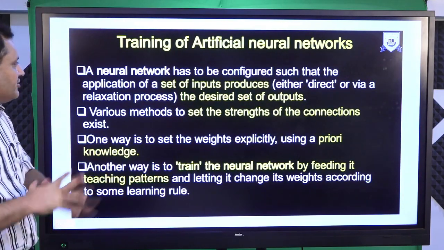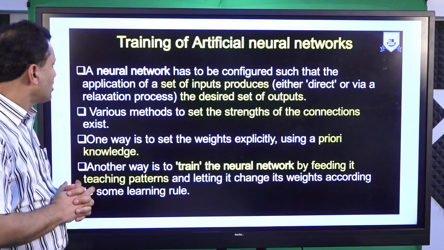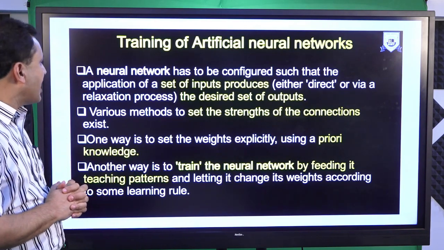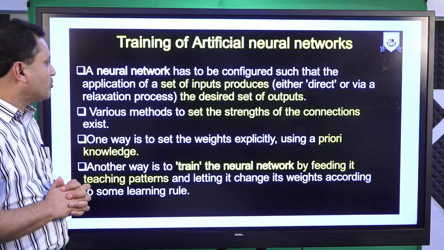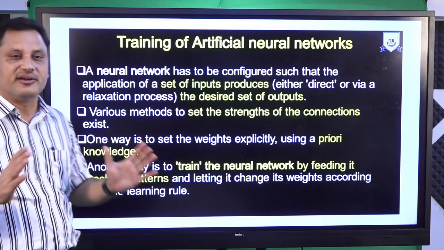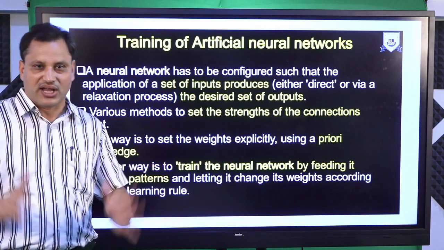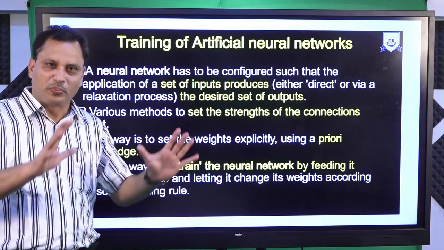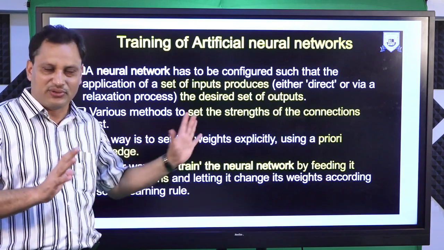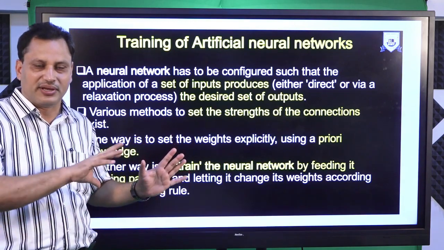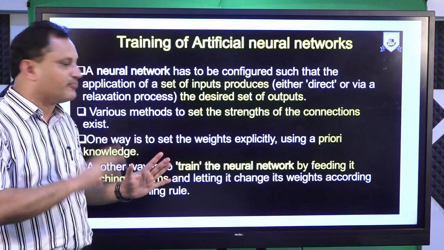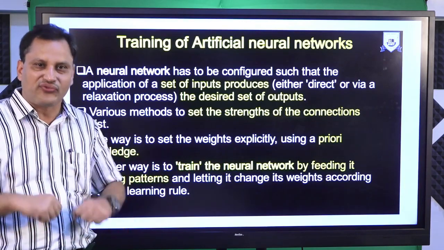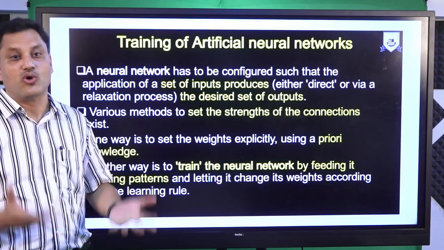Okay, so let's see the formal definition of learning. The formal definition says a neural network has to be configured such that the application of a set of inputs produces the set of desired outputs. What is the meaning of learning? Very simple. If you are supposed to perform some activities, you can establish an analogy between the activities and the input. So you are passing some inputs, and on the basis of the inputs, you expect some output.